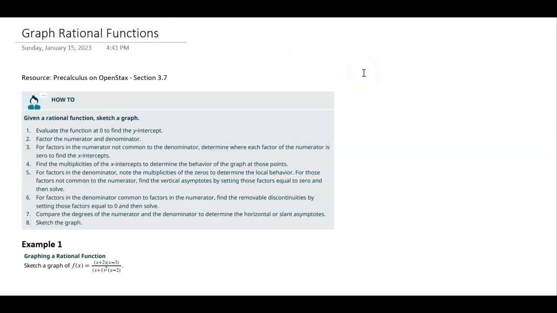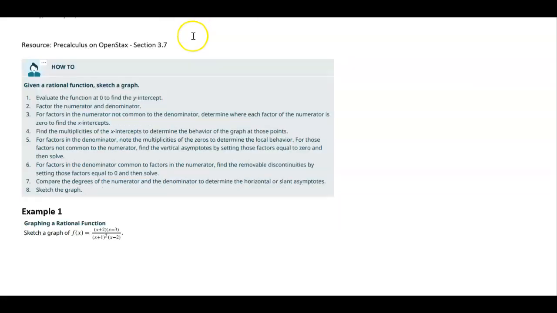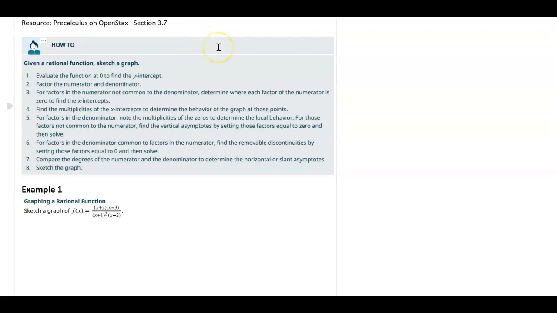All right, this video is going to go over how to graph rational functions. There are some how-to steps here for you to reference that we will use in order to sketch these graphs. So the first thing we want to find is the y-intercept. We are going to do that by plugging 0 into our function.